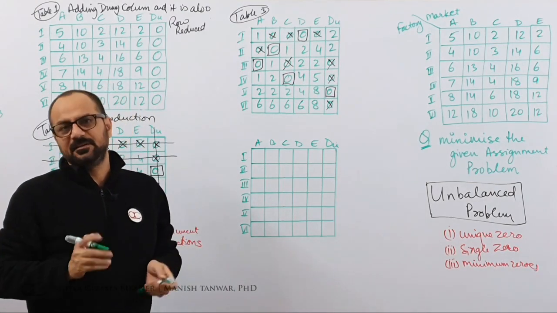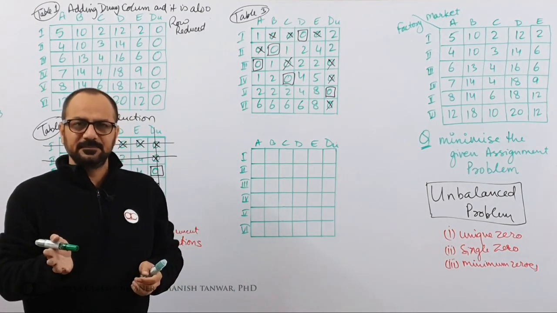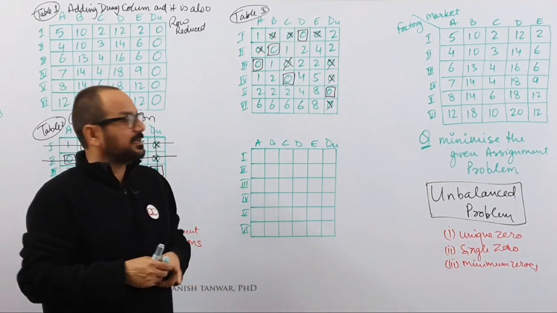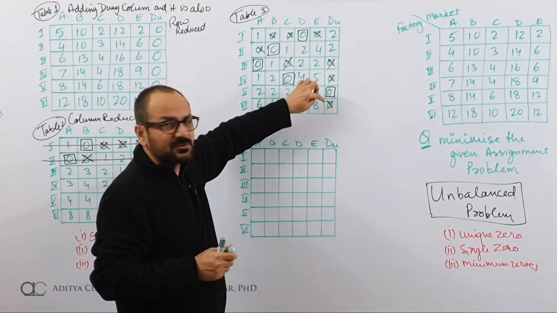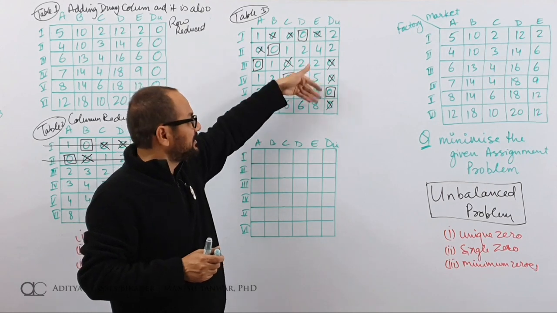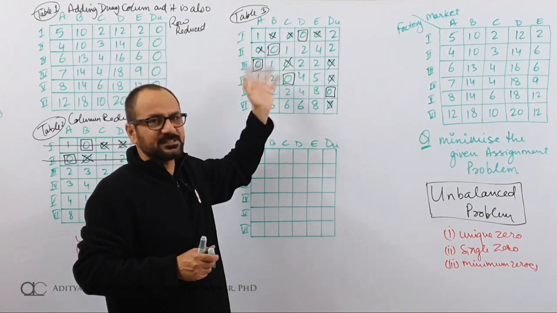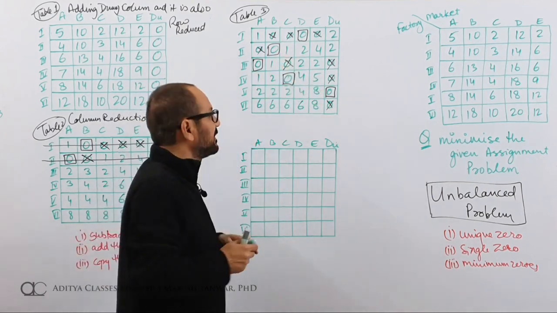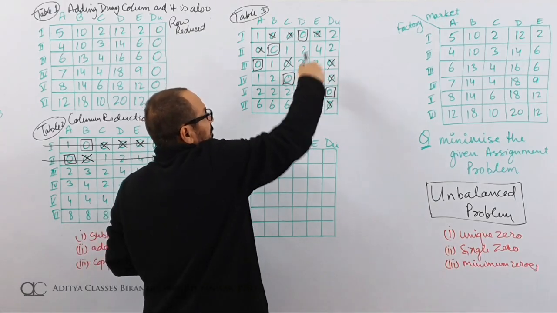So I get 5 horizontal or vertical lines to cut all zeros. Remember, these are also zeros. Because this is not our final assignment, all these zeros are once again alive. This was only my checking. All these zeros are once again alive. This is also 0. You need to cut all these zeros.